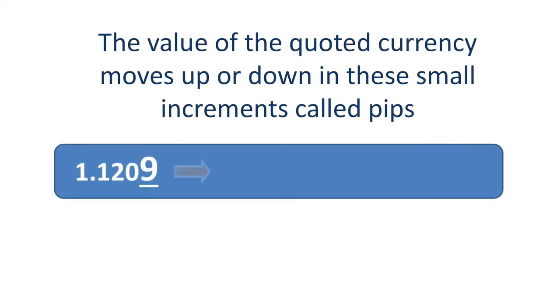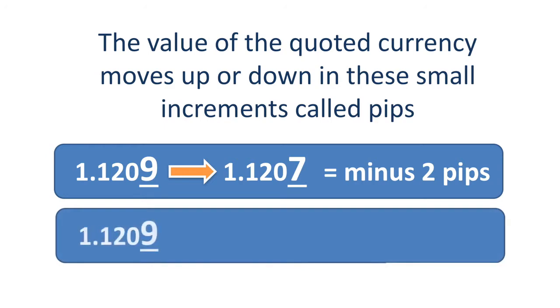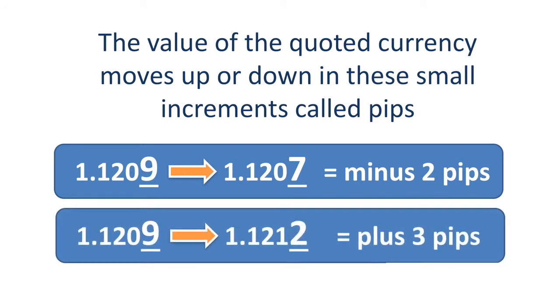Alright, so let's take a look at an example where we lose 2 pips. So here we're at 9 and we go down to 7, so that's minus 2 pips. And if we looked at another example where the market goes up, we go from 1.209 to 1.1212, that's plus 3 pips.